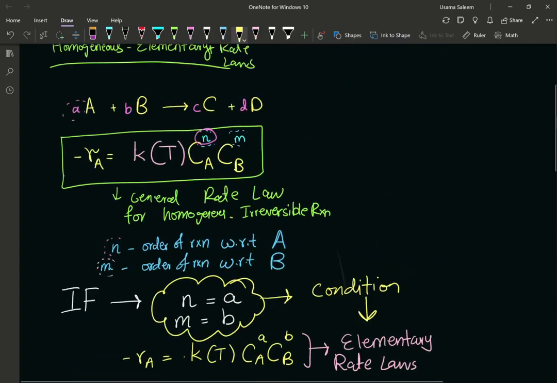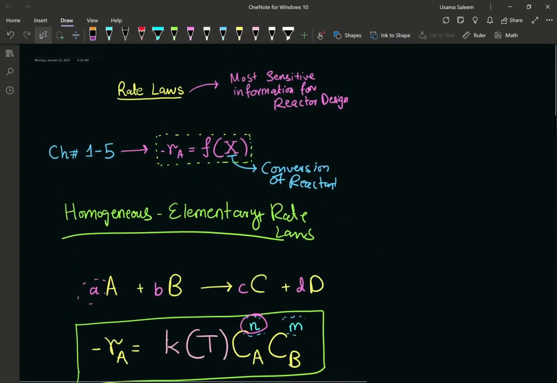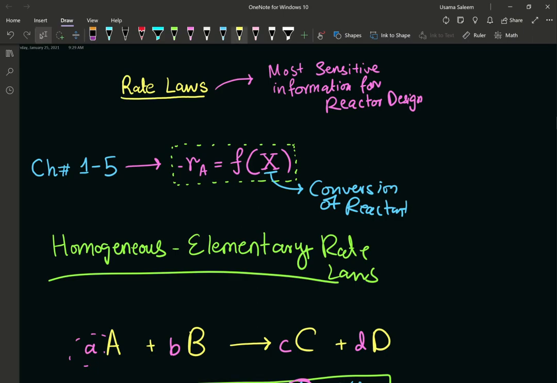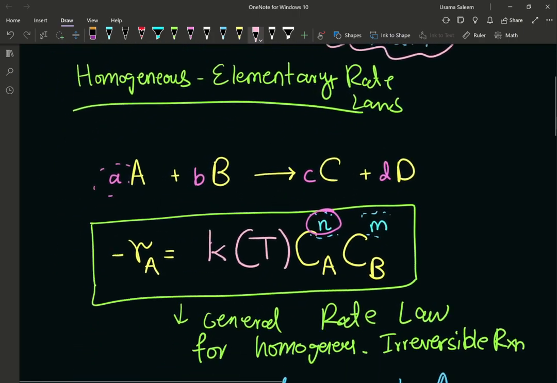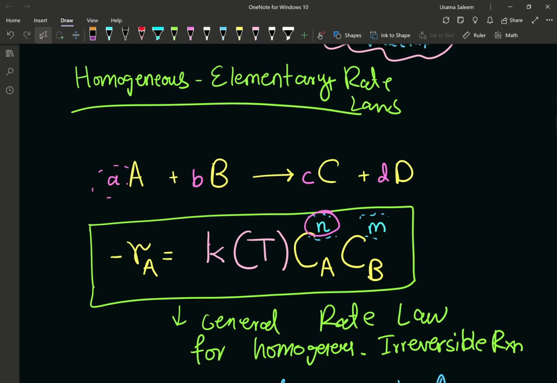So just to give you guys a quick recap, we're starting to discuss rate laws, the most sensitive information for reactor design, along with thermodynamics and transport phenomena. I mean, all these three go hand in hand, but this is the most critical for reactor design. Chapters 1 to 5 of H. Scott Fogler, 4th edition, the one that I'm following, are a build-up to give you guys an expression so you can formulate expressions for rate laws as a function of conversion. Okay, and now we discussed homogeneous elementary rate laws.